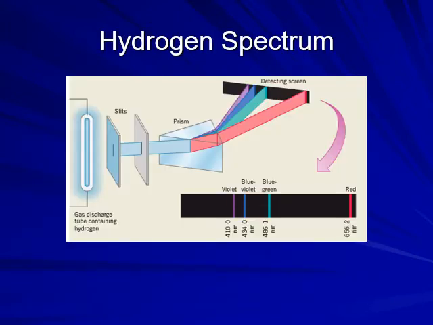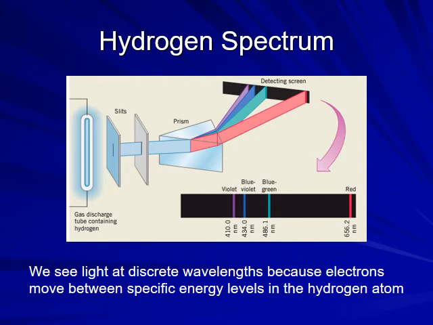That represents the spectrum that we see. The different lines represent different transitions in energy levels. And the energy levels are fixed, which is why we only see those specific wavelengths of light.